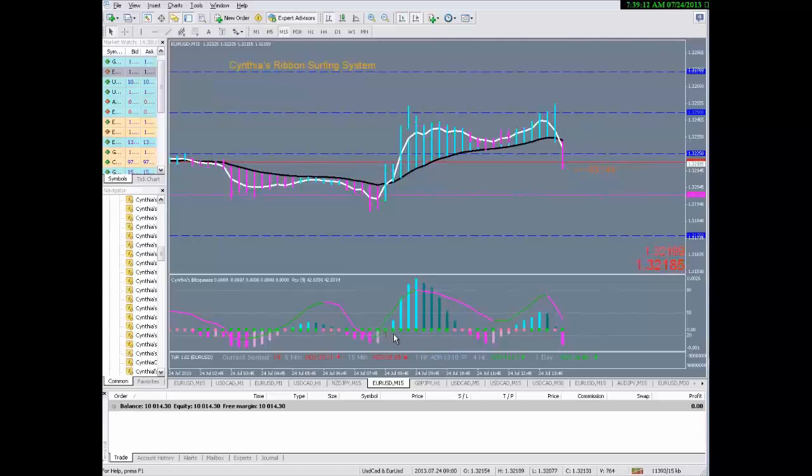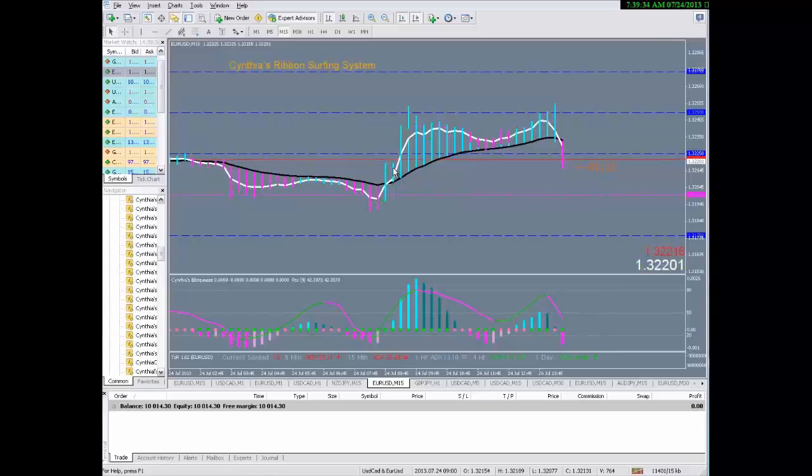But you don't take the trend trade going long here until you get this volatility confirmation, which is the bar has turned aqua, it's on top, and the little dot is green. So that is your trade entry, and you can see it's just a beautiful entry.